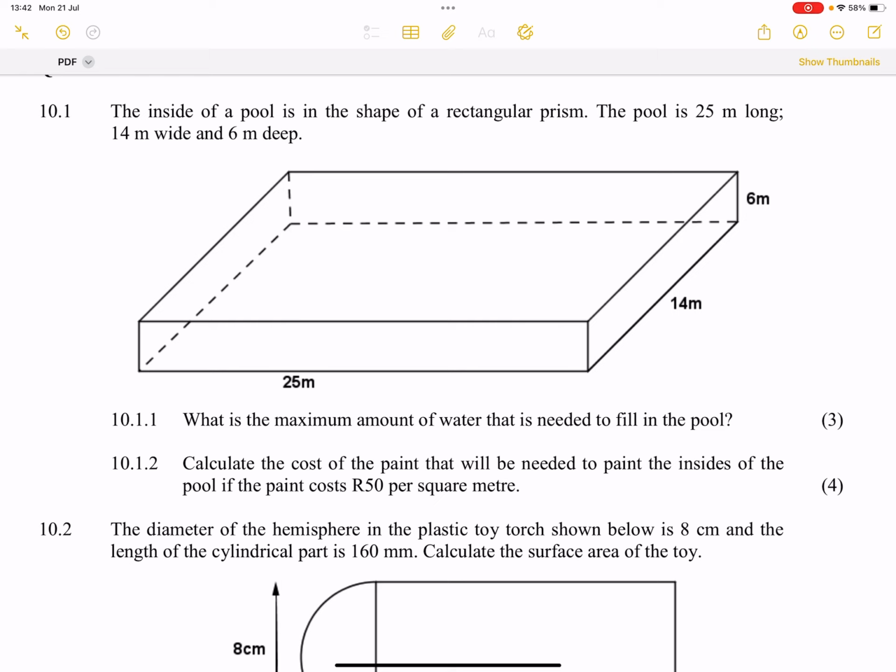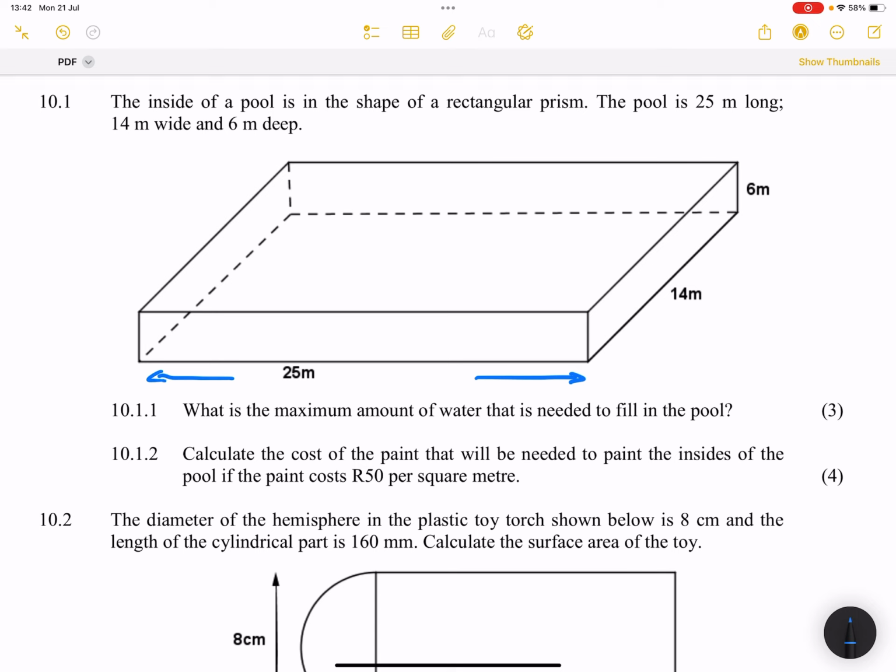We are talking about volume when we're talking about the amount of water. In this case, we're going to take the length multiplied by the breadth. So I'll take this as our length, and I'll take that as our breadth. And of course, we've got a height as well. They told us that this is 6 meters, our length is 25, and our breadth is 14 meters.